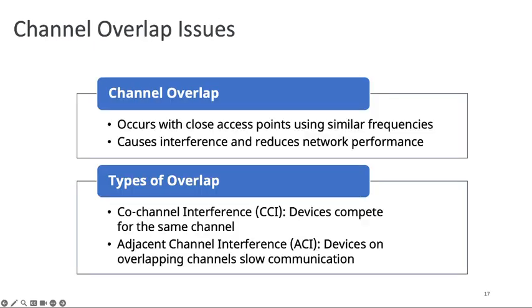When we have channel overlap on our network, it's where access points use a similar frequency that causes interference and reduces the network's performance. So we want to maintain proper channel spacing, especially on the 2.4 gigahertz band, because a lot of devices use that band and there might be some channel overlap. This would help to address it, and we want to minimize any overlap on our network.